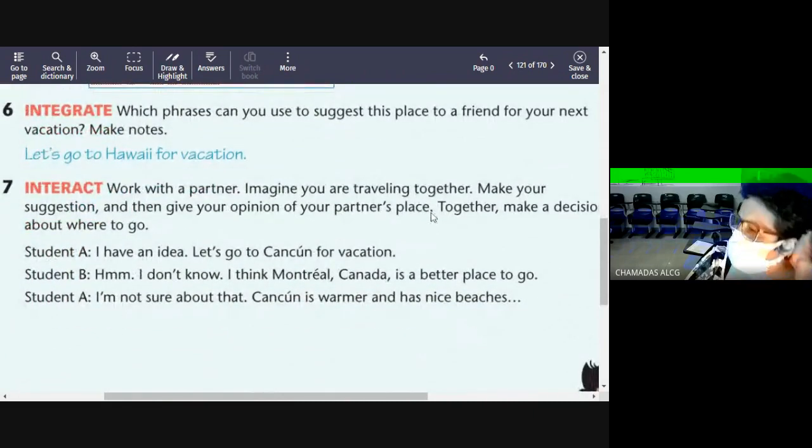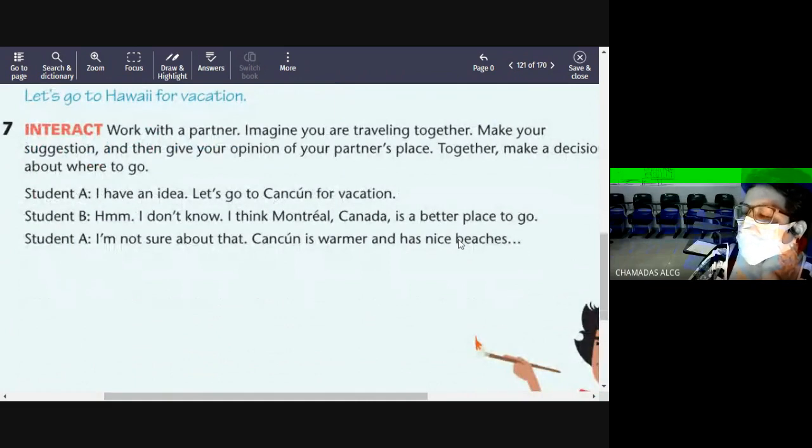All right, people. So imagine you're traveling together. Make your suggestion and then give your opinion of your partner's place. Make a decision. So let's practice this conversation together. I have an idea. Let's go to Cancun for a vacation. Repeat, please.